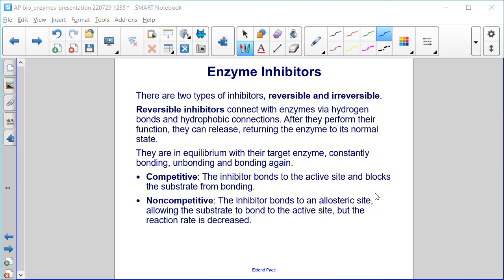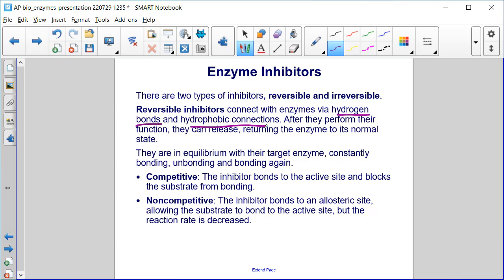Enzyme inhibitors. There are two types of inhibitors, reversible and irreversible. Reversible inhibitors connect with enzymes via hydrogen bonds and hydrophobic connections. After they perform their function, they can release, returning the enzyme to its normal state. They are in equilibrium with their target enzyme, constantly bonding, unbonding, and bonding again.